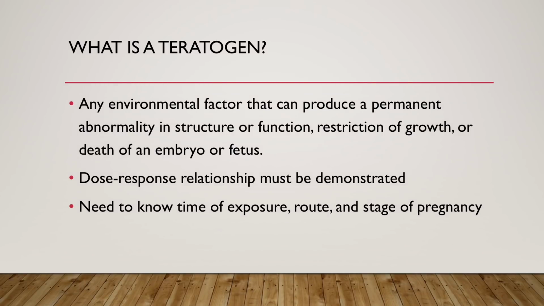What is a teratogen? A teratogen is any environmental factor that can produce a permanent abnormality in structure or function, restriction of growth, or death of the embryo or fetus. A dose-response relationship must be demonstrated between the teratogen and the effect, and we also need to know the time of exposure, the route, and the stage of pregnancy at exposure.